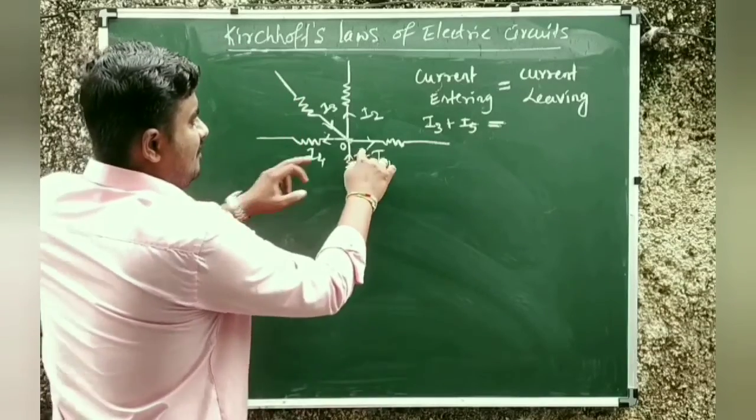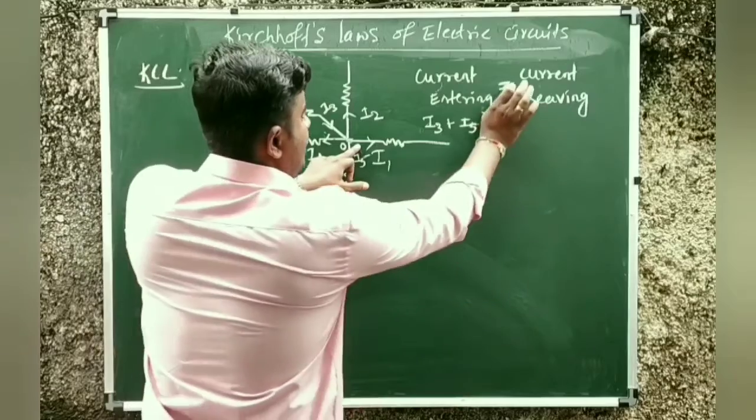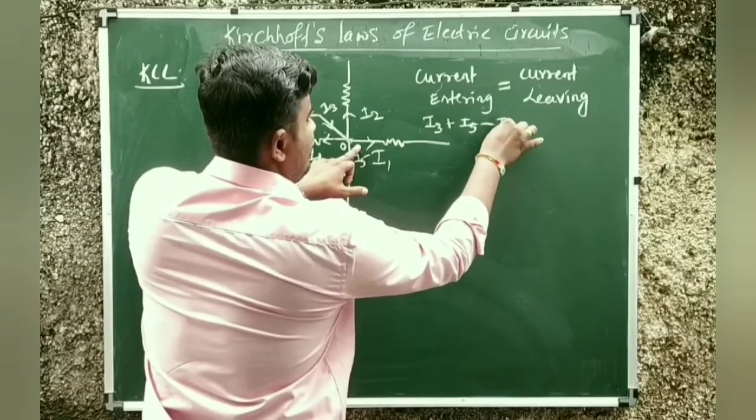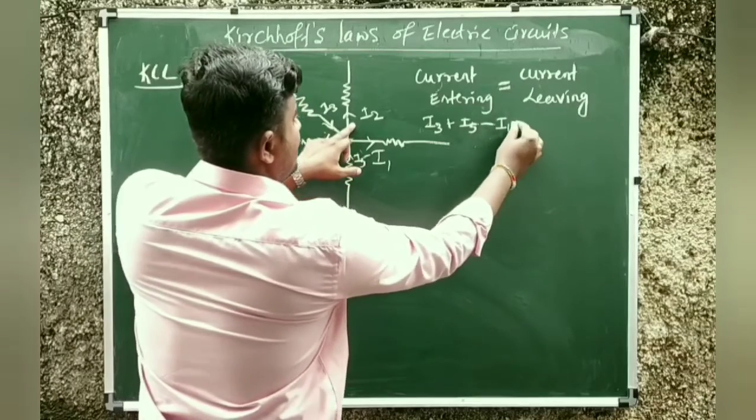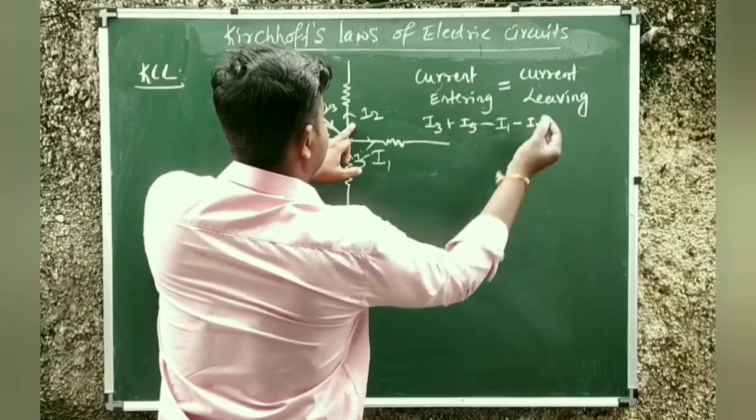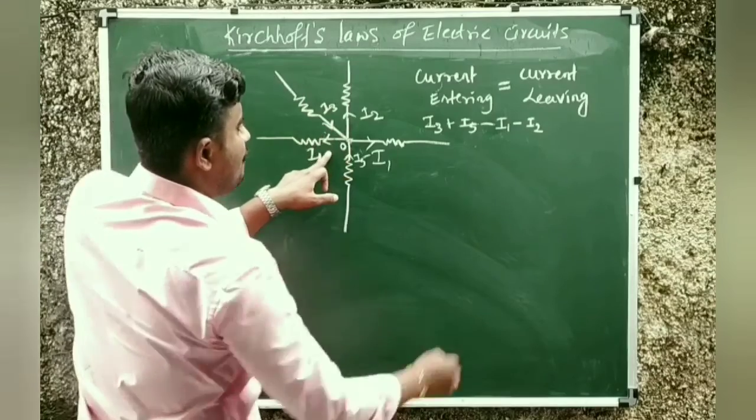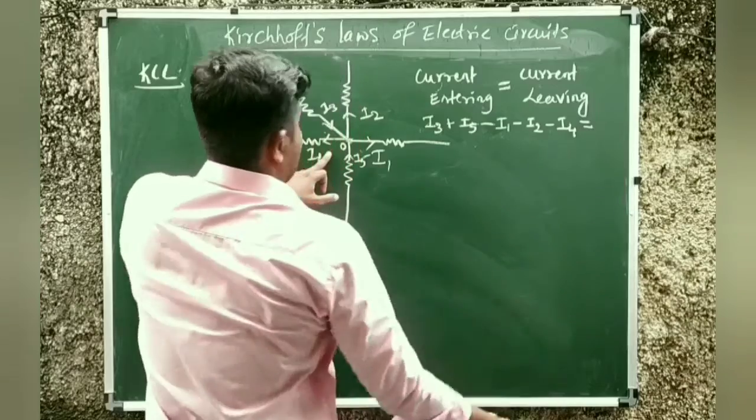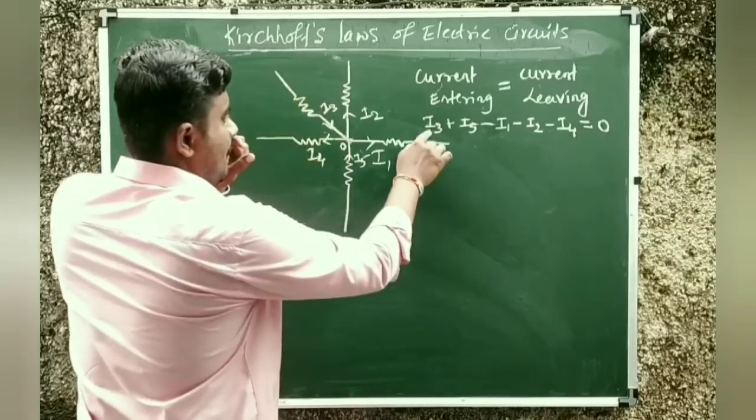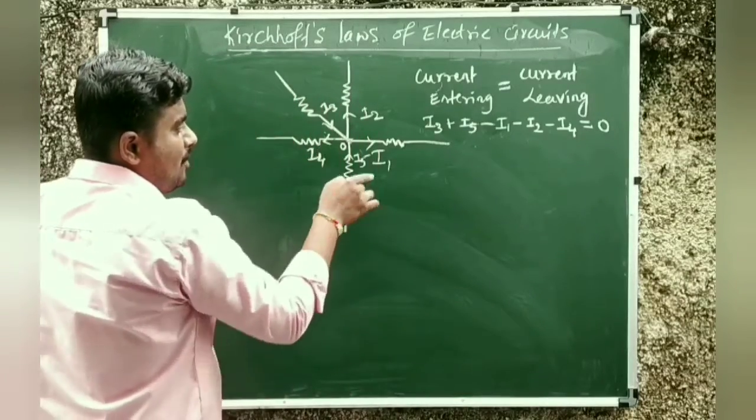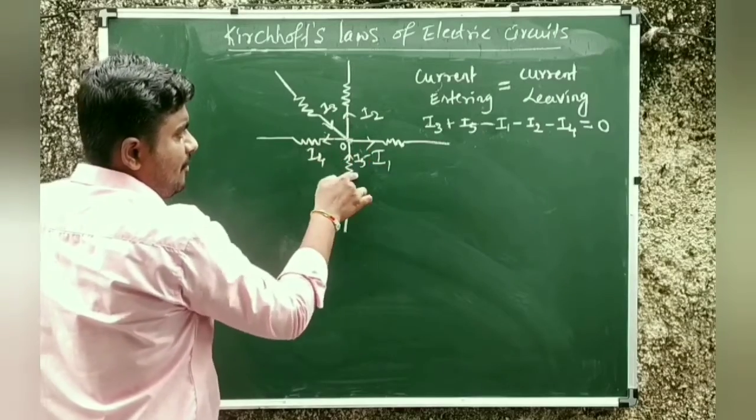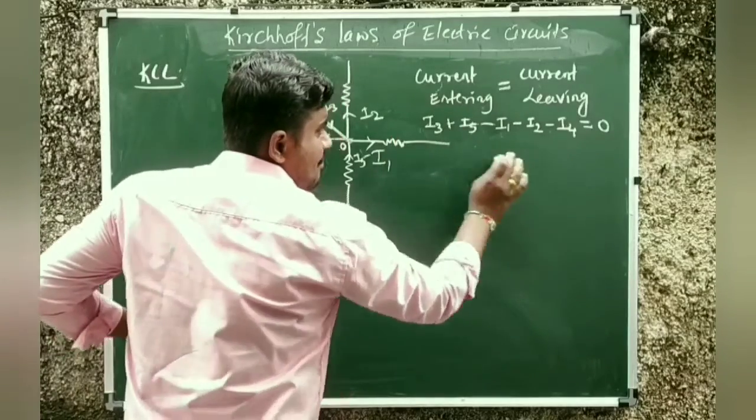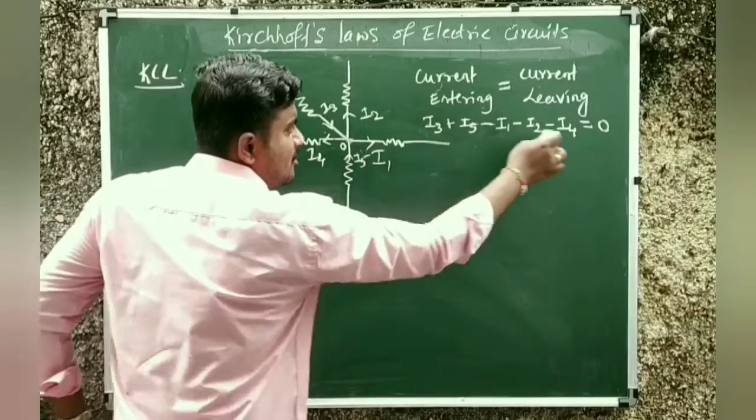I1 is leaving, and if I consider leaving currents as negative, it is minus I1. And I2 is also leaving, therefore minus I2. I3 is entering, I4 is leaving, therefore minus I4, is equal to 0. So how many currents are there? I1, I2, I3, I4, I5, all the currents with the sign convention I have written, and the algebraic sum of the currents meeting at a junction must be equal to 0.